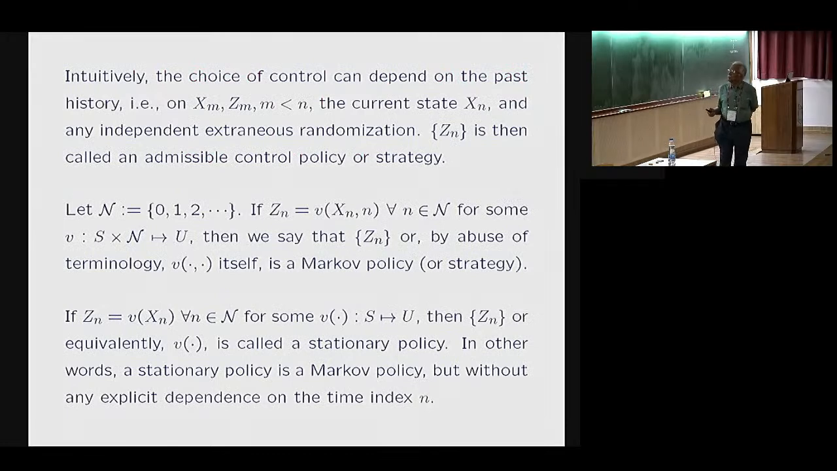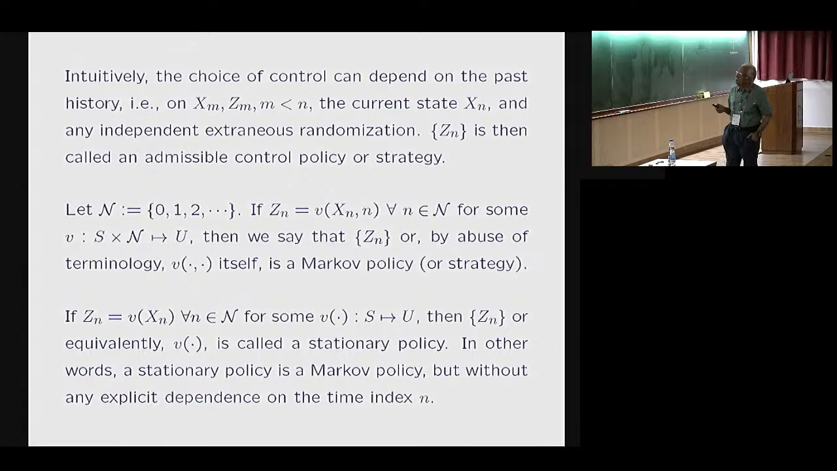So for choices of control, the most general is that Zn can depend on Xm and Zm for m strictly less than n, that is all past states and past controls, the current state as well, and possibly some randomization, which is independent. I mean, it should be independent of the future. You cannot anticipate the future. That's the primary restriction. So at time n, you can use the entire history, including the current state, and some independent randomization. So let script N denote the time axis, discrete time. And if Zn is of the form v(Xn, n), that means at time n it depends only on Xn. It's called a Markov policy or Markov strategy. Policy and strategy are used interchangeably.